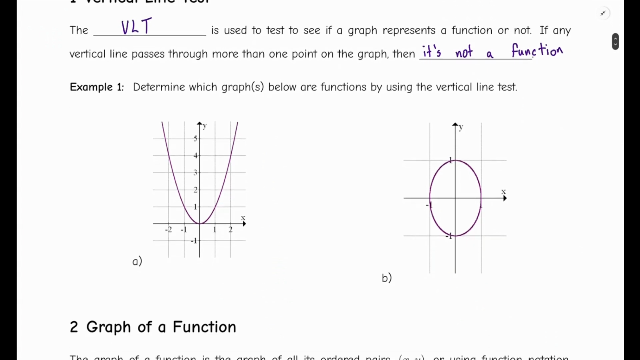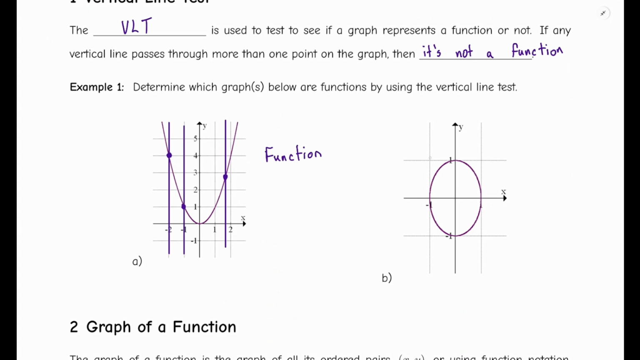Determine which graphs below are functions by using the vertical line test. So no matter where I draw a vertical line on the first example, we are crossing the graph exactly once. So this is a function.